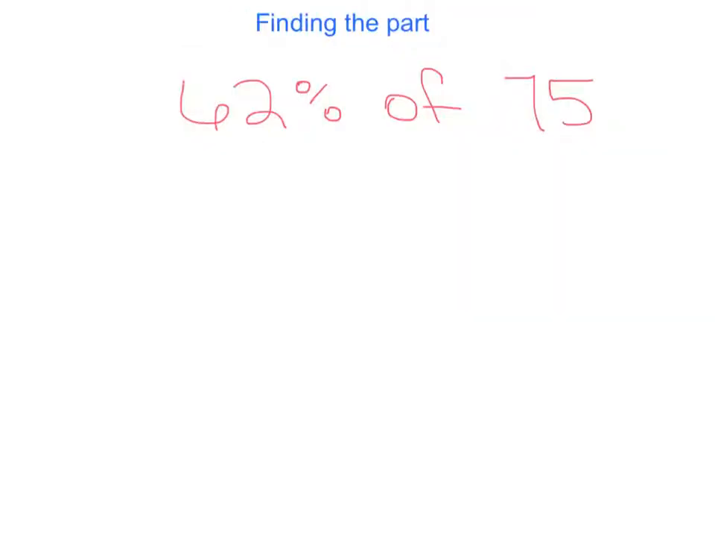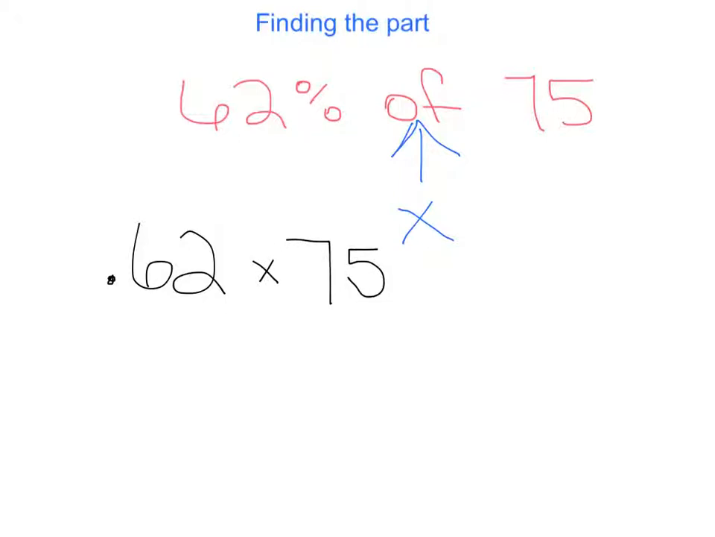So let's look at this example where we're finding the part of something. This says 62% of 75. When we hear the word of, we want to think of multiply. So this means 62%, which you want to turn into a decimal. So now you could use a calculator and multiply 0.62 times 75, which is going to give you 46.5.